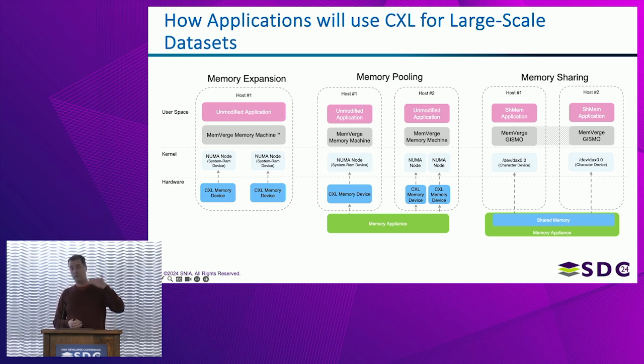We layer on top our memory machine, or if you prefer, the TPP and weighted interleave from the kernel. And then you have an unmodified application that sits on top of that, and you can manage where that memory gets placed underneath the application itself. In the middle, we have the memory pooling. So now we've pulled the CXL out of the system predominantly, although you can still have local CXL memory if you desire. But now it's like a storage array, right? So it's sitting outside there.